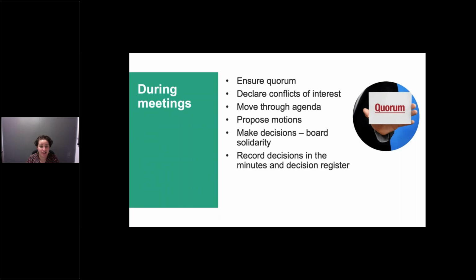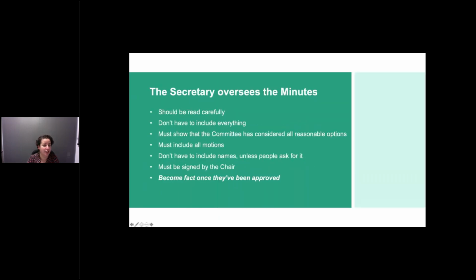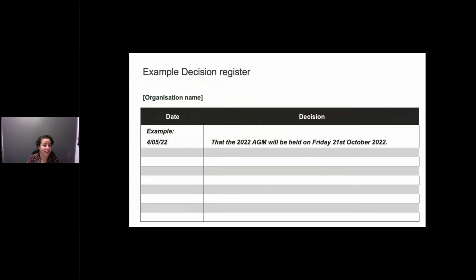So you're making decisions. That's the main bit of the meeting. You're recording these in those two forms. So again, in the minutes and in the decision register. And that decision register can be a really simple document. So I talked about the decision-making tool, which you can download from our website and from the control panel. But the decision register is really a very basic document, which I think I've got an example of here. I do. Where you really are just recording the date and the decisions.